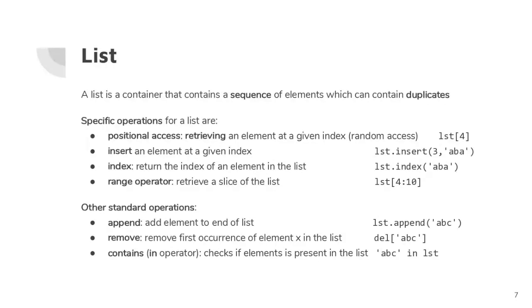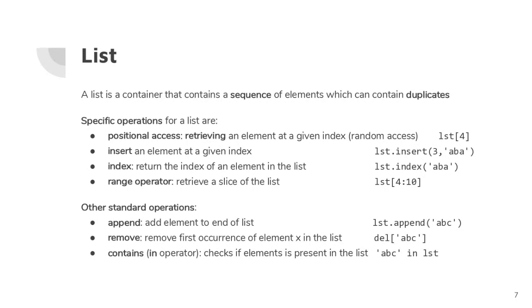So let's look at the first data structure, lists, the most commonly used data structure by far. A list is just a container, and it contains a sequence of elements, and it can also contain duplicates. So you know the list data structure in Python, and so what are the specific operations defined on a list? Well, positional access, so retrieving an element at a certain index.